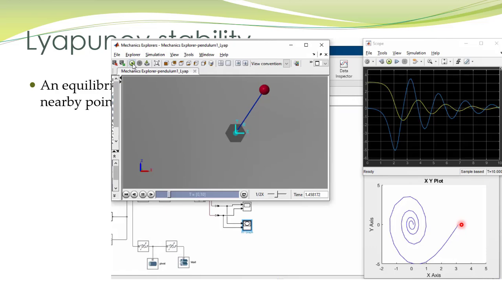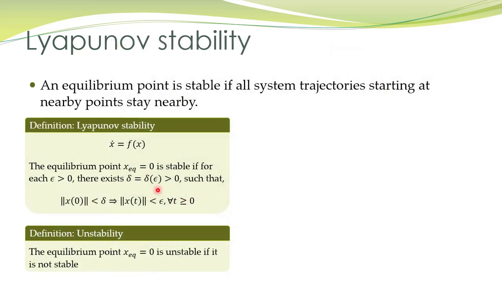To be more precise, here is the mathematical definition for Lyapunov stability for a nonlinear system given by this relation, where f is some nonlinear function of state variables.